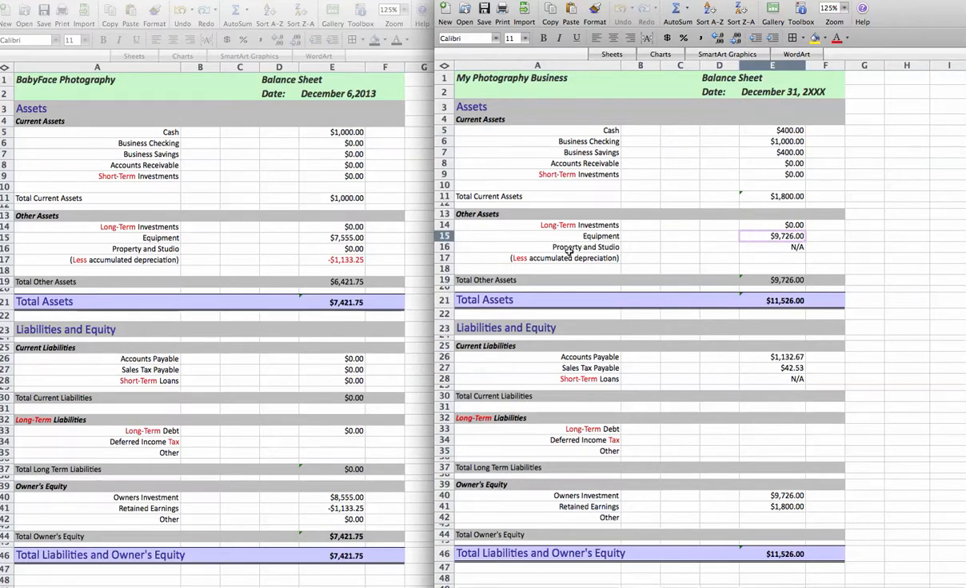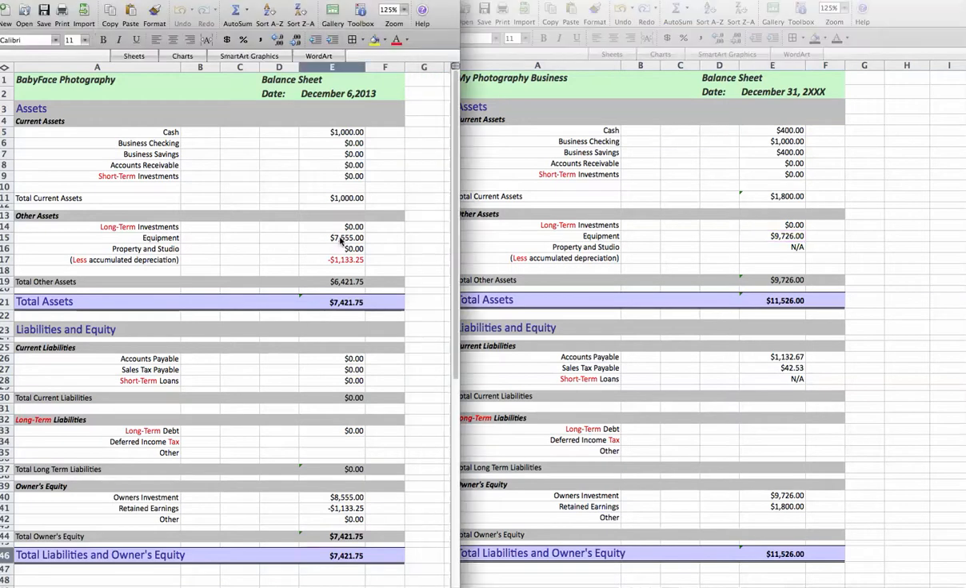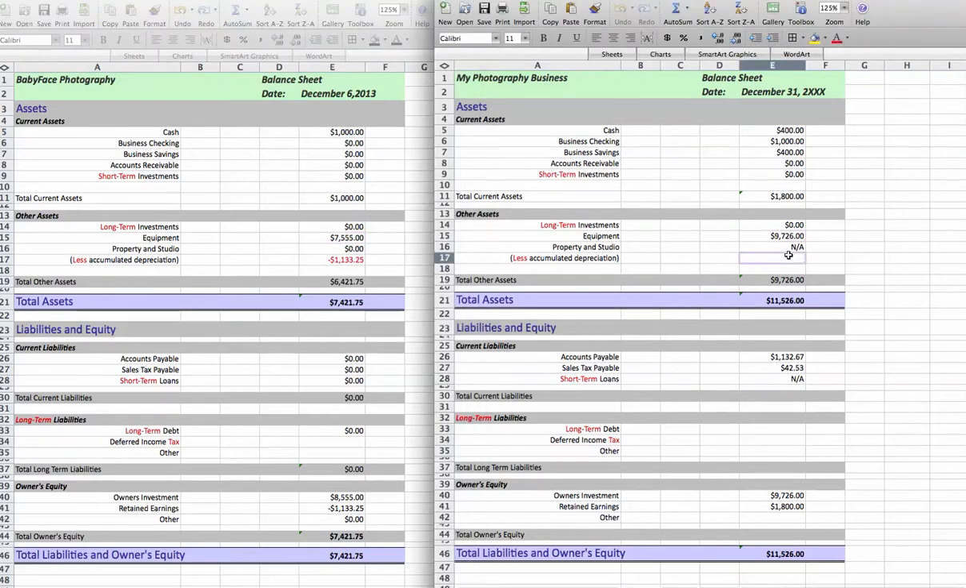It's perfect. This one has an equipment list and provided the accumulated depreciation, which is what they're supposed to do. This one doesn't have it on here, and there needs to be some value here for depreciation. Okay, it's either 1 or 2%. Now, what I would have is this.